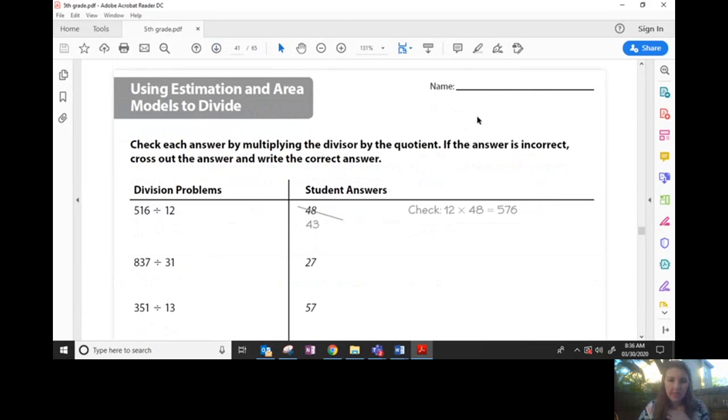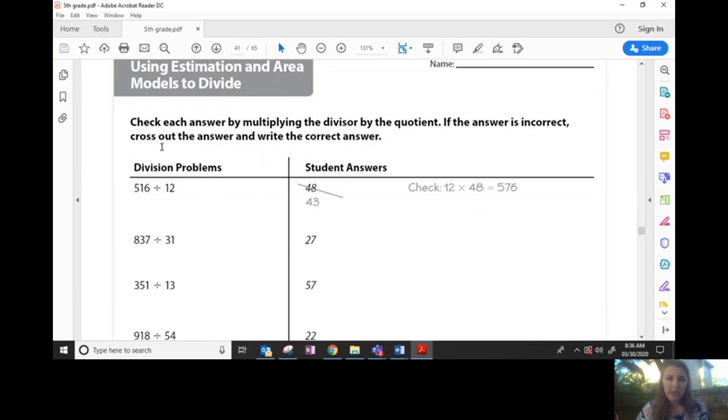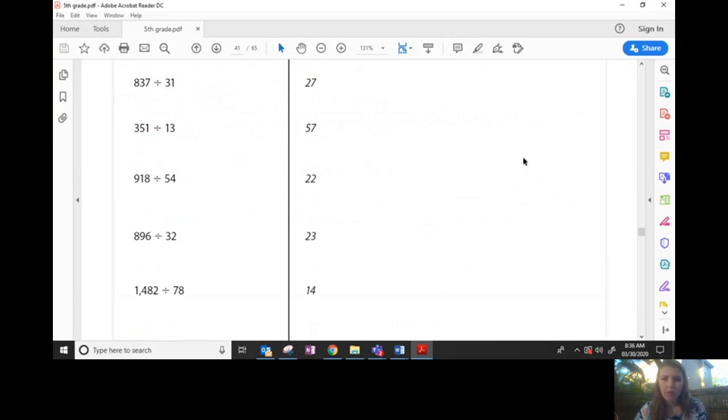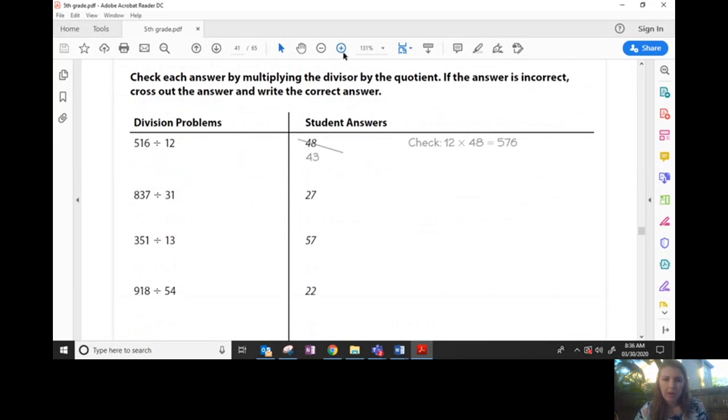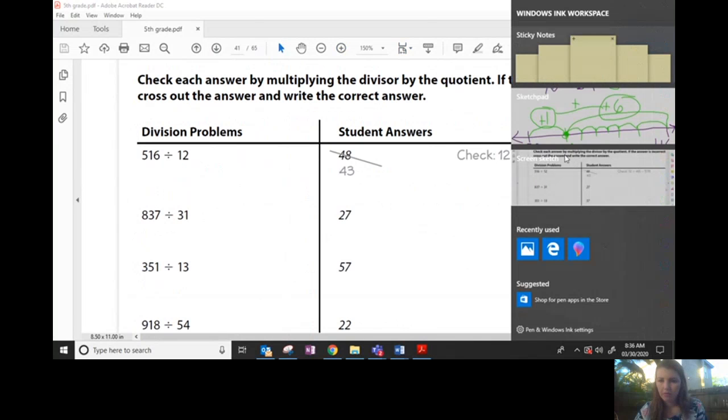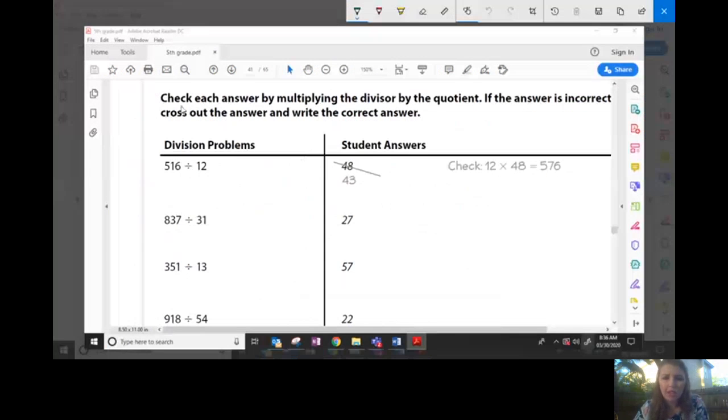The next page is use estimation and area models to divide. Check each answer by multiplying the divisor by the quotient. If the answer is incorrect, cross out the answers and write the correct answer. Okay, so let's begin. Let me get a little bigger. So it says check each answer by multiplying the divisor by the quotient. All right, so in the first one, the answer they gave you was 48. This is the divisor in each problem, the number that you're dividing by.